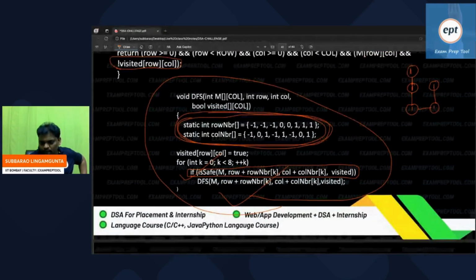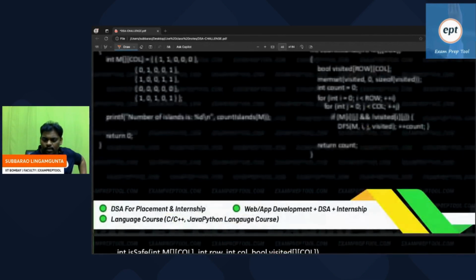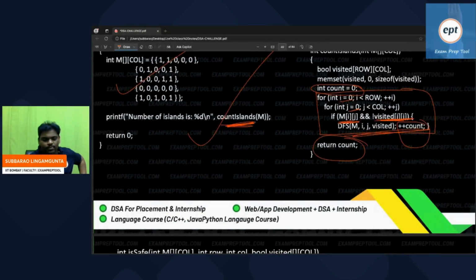Is it safe or not? For the neighbors, if you find someone who is not visited, again call DFS. Keep on going like this until zeros come. Then after completion of the total story, count plus plus. It keeps on going. For every iteration it will verify, because one scanning is going on.